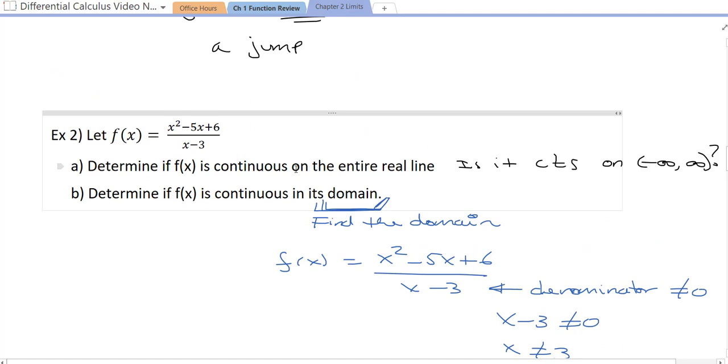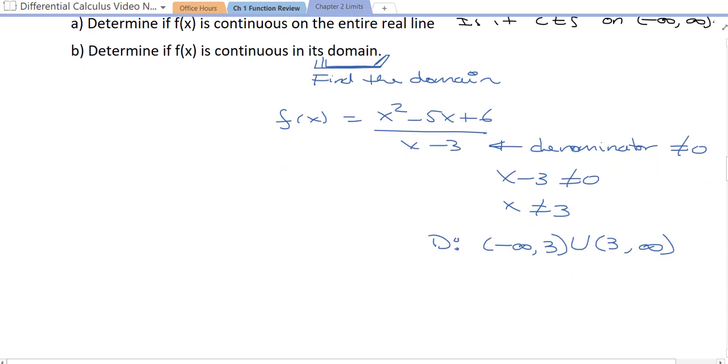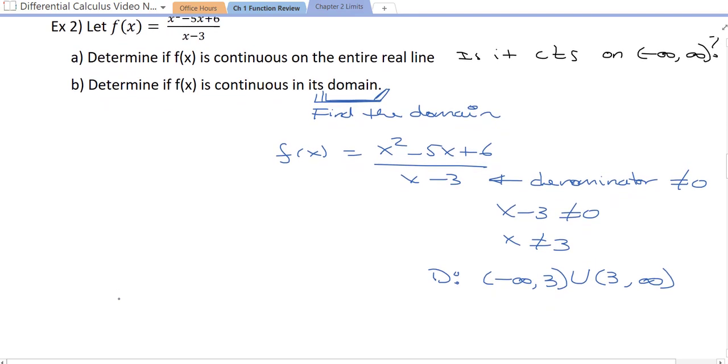Okay, so now let's see. Is it continuous on the entire real line? No, right? Because at x equals 3, there's no y value. We just found the domain. So when x is 3, we are not going to have a y value for that. So since 3 is not in the domain, we won't have a y value for it. So we can say, in fact, x equals 3 is a vertical asymptote.